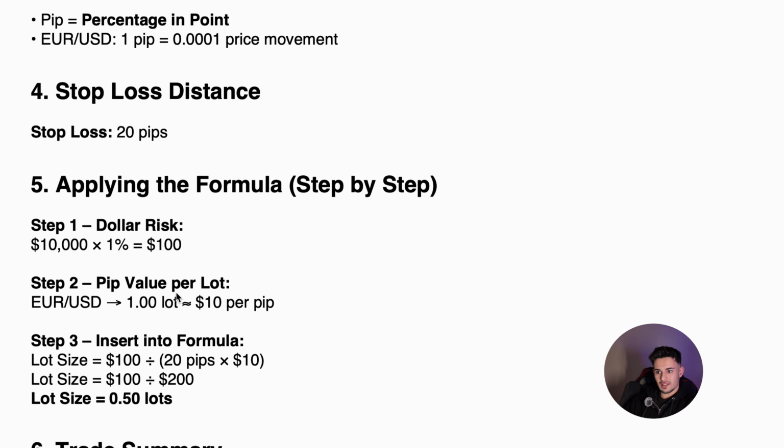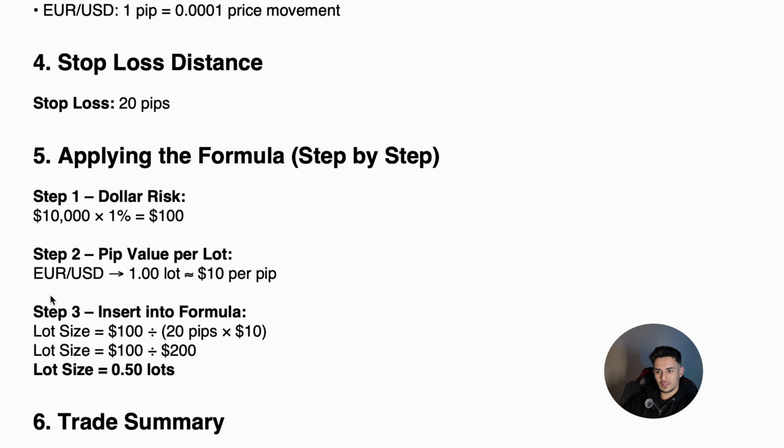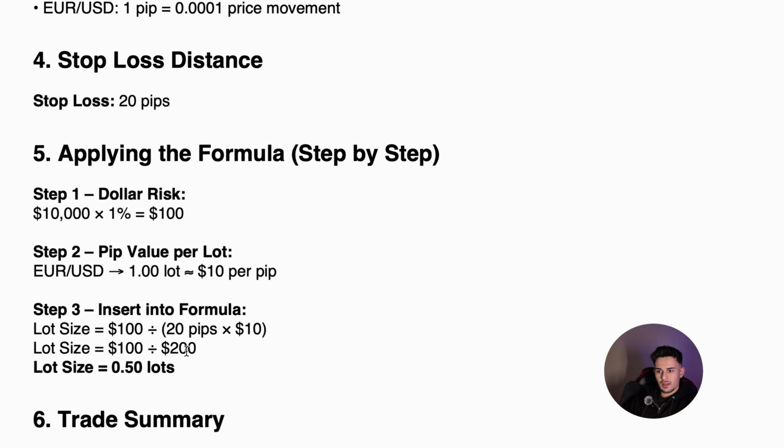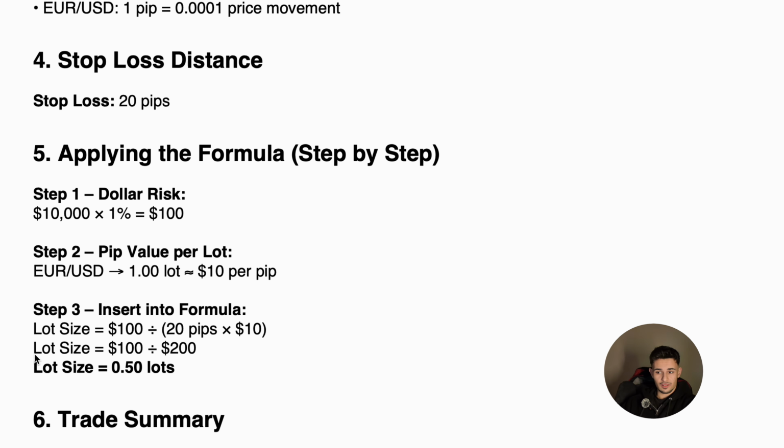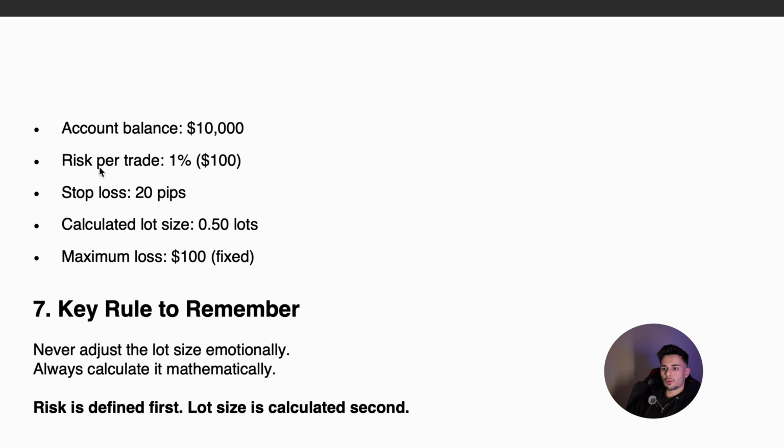So the lot size is the risk, the $100, divided by the 20 pips times the dollar amount. So then our lot size would be 0.5 lots. Congrats, you mastered it.